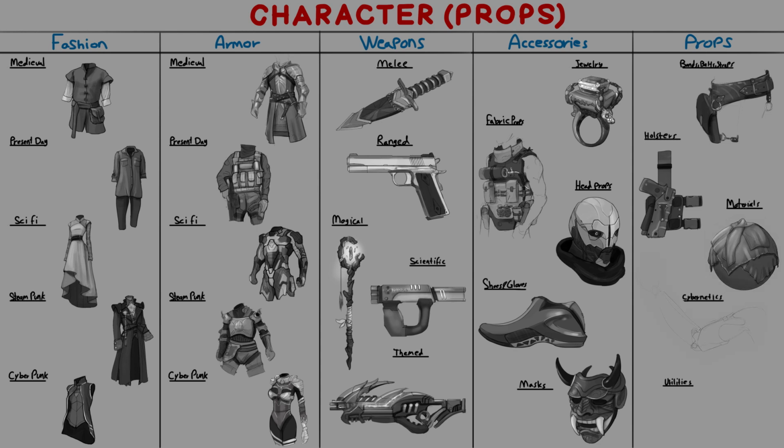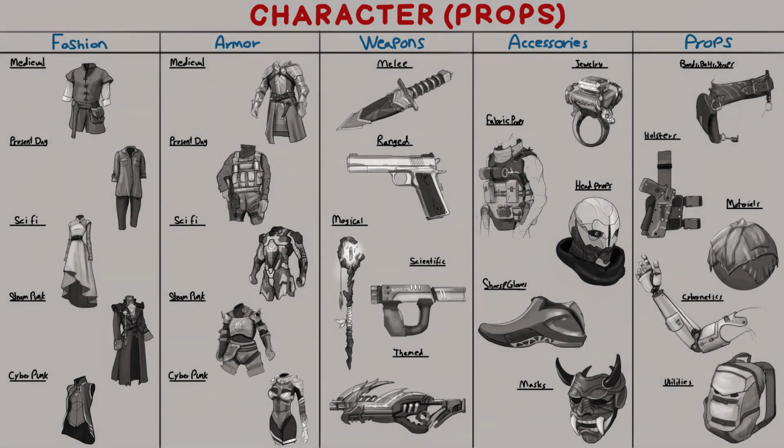Cybernetics. These are robotics, mechanical or electronical attachments we use on the character. It can be in any place of the body, arms, legs, body, or head. The final part of the character props are utilities props, backpacks, bags, handbags, attachable boxes, and so on. And with that, we are done with the character props. Let's take a look at objects.